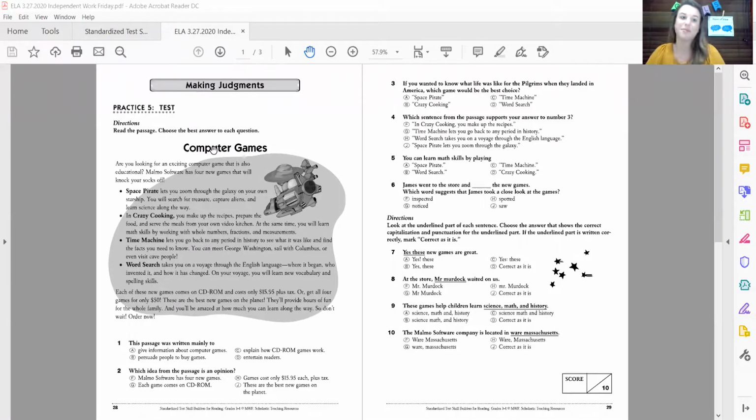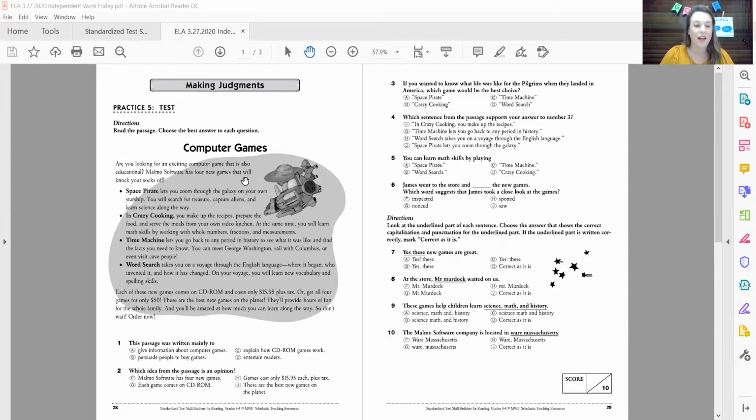So you should have read it, and you should realize that, hey, this isn't a story. Let me share my screen with you. This was not a story. This was not an article. It is an advertisement about computer games. And with advertisements, you know that somebody's trying to get you to do something, buy something. All right, so let's jump right into our learning.